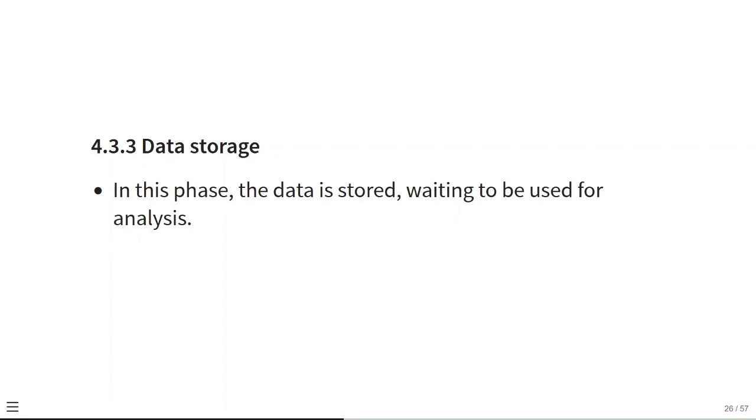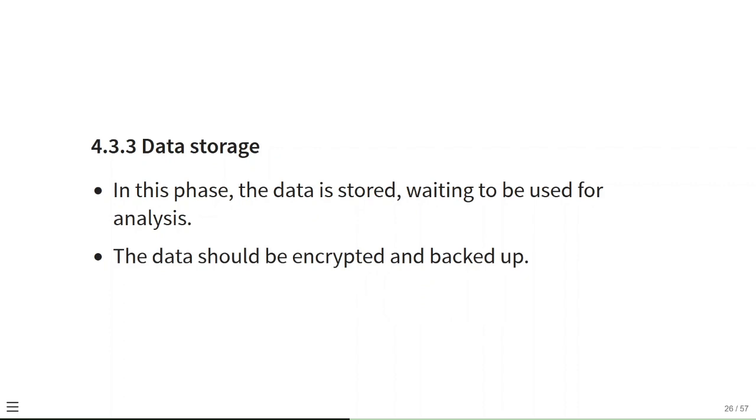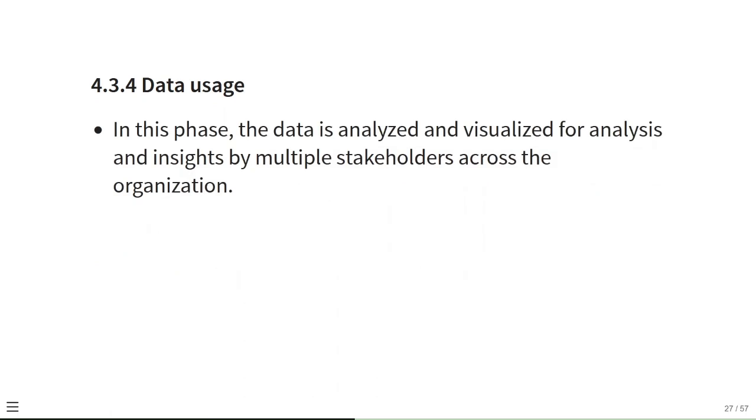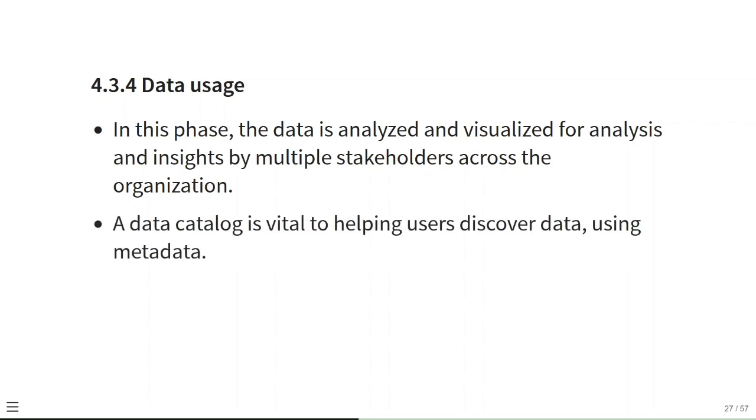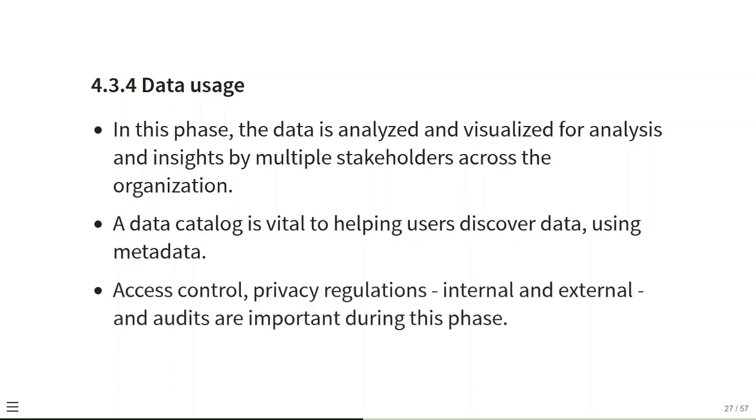In the data storage phase, the data is stored, waiting to be used for analysis. The data should be encrypted and backed up. And in the data usage phase, the data is analyzed and visualized for analysis and insights by multiple stakeholders across the organization. A data catalog is vital to helping users discover data using metadata. Access control, privacy regulations, internal and external, and audits are important during this phase.